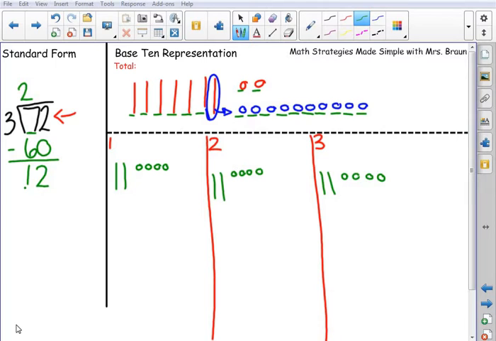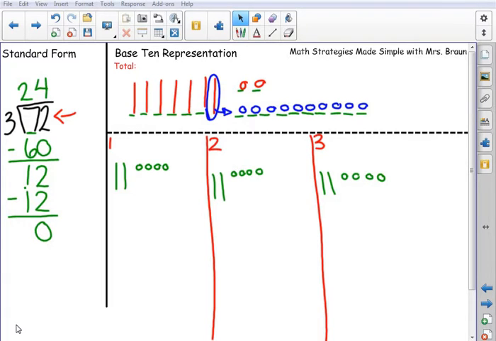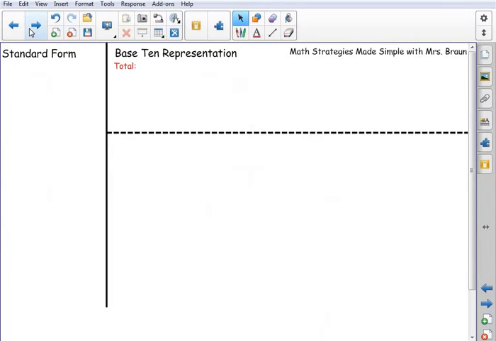I had 1 ten, but I broke it up into ones, so then I had 12 ones. Then I was able to pass out 4 ones into each group. That goes up here, which means I passed out 12 all together, which left me with nothing. So there were no remainders in this problem. Okay, let's take a look at another example.